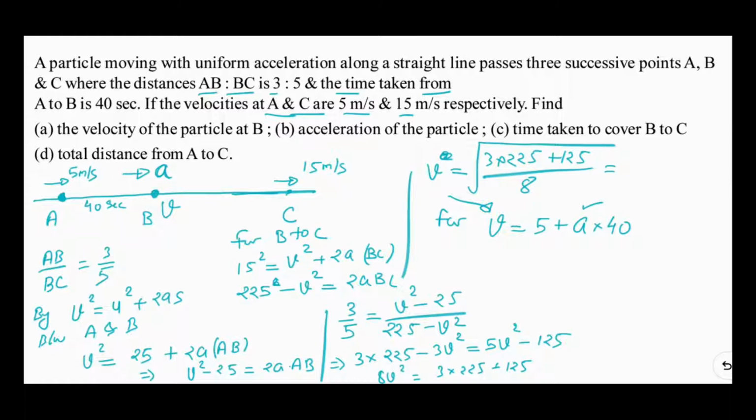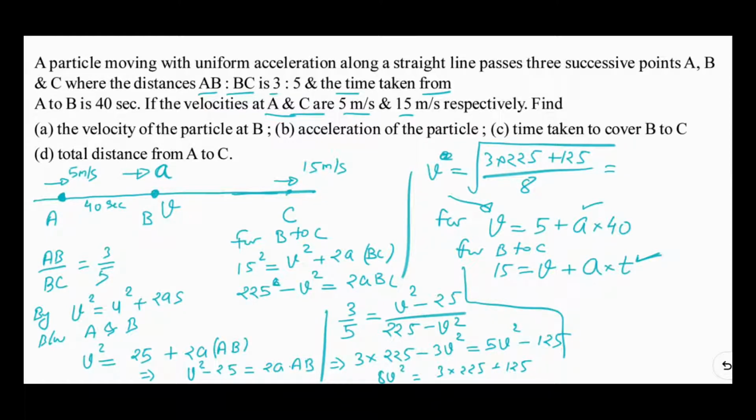In the next part, I need to find the time taken to cover the B to C distance. As you can see, I already have the velocity at B, the velocity at C, and the acceleration in between. So I can easily get the time for motion by again using the equation V equals U plus at. So at C velocity is 15, at B velocity is V, so 15 equals V plus at. So t can be determined for motion from B to C.